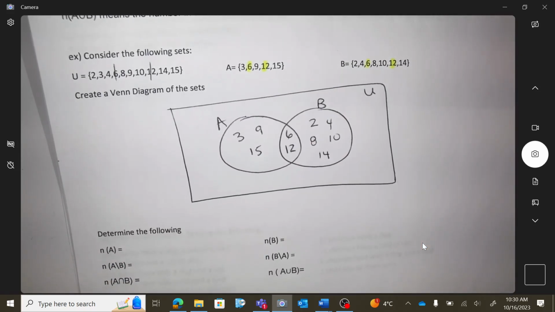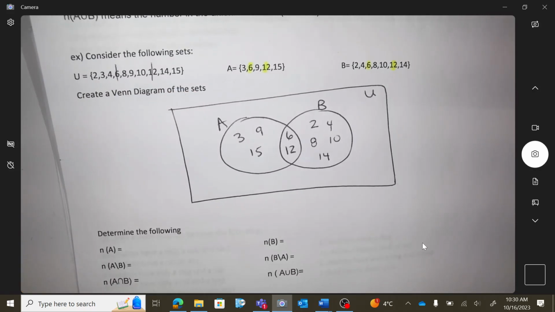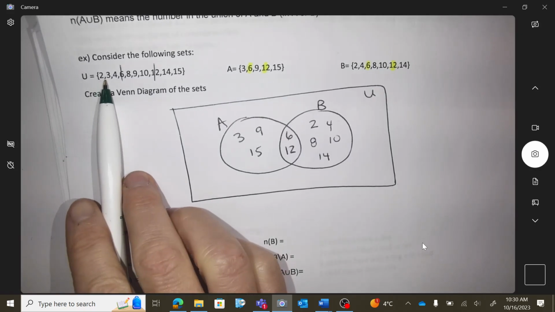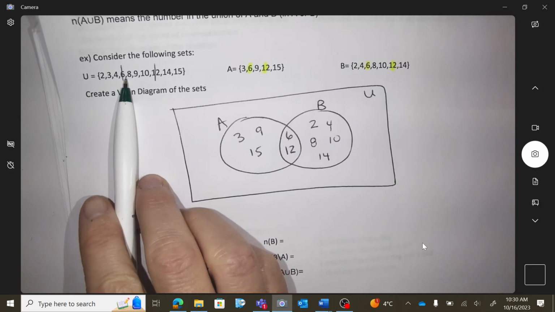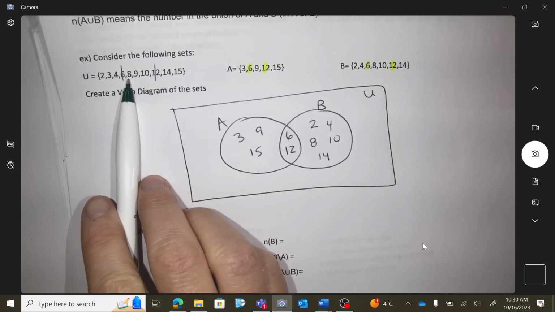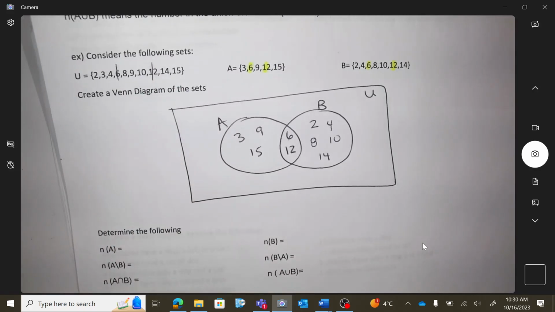Okay, tell me, is there anything from this universe that did not get put in there anywhere? Is there a 2? Yeah. 3, 4. Yeah. 6, yeah. 8, 9, 10, 12, 14, and 15. Okay, so they all got used.